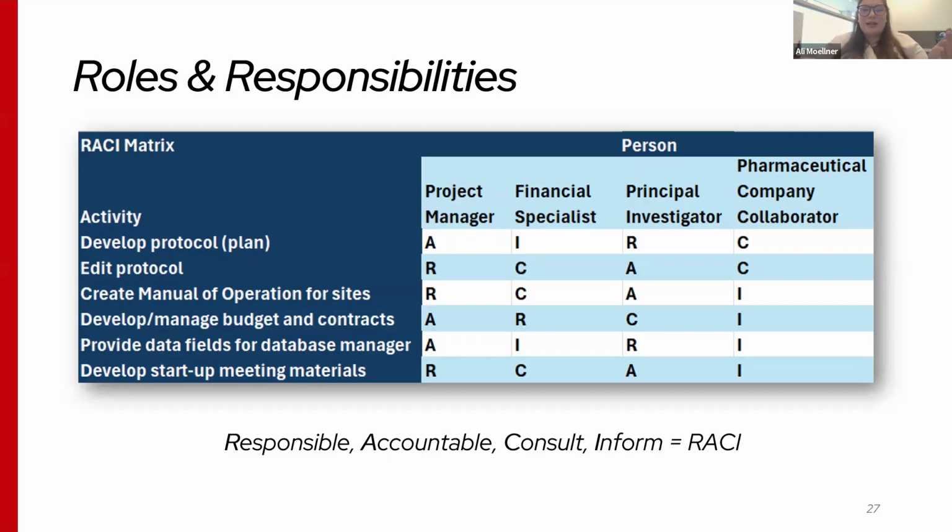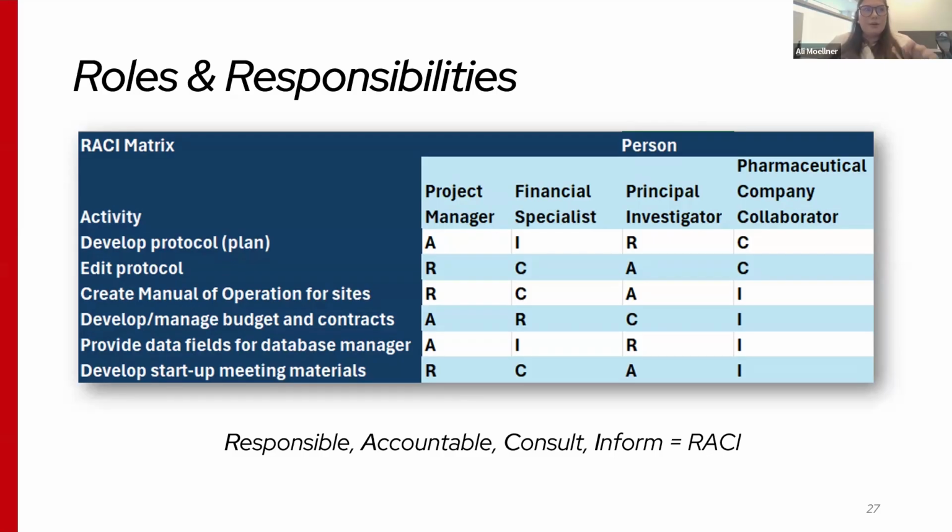But basically what you're doing is you're organizing a table by person and by activity, and then you're going to be giving them an R, an A, a C, or an I to go with responsible, accountable, consult, or inform. And just if it's helpful, I can give you an idea of what each of these items represents.